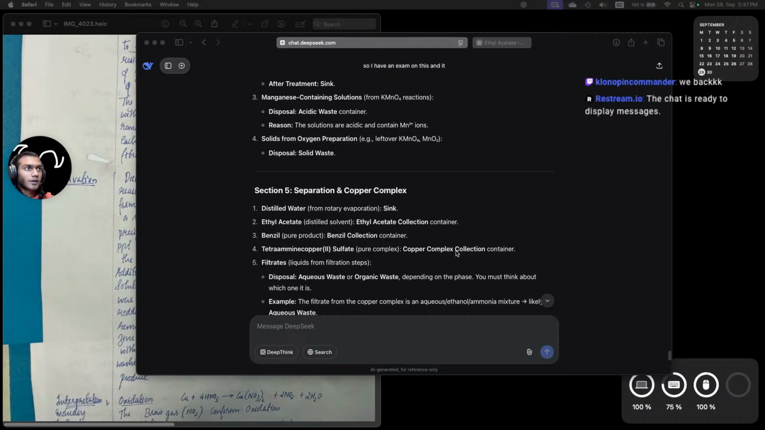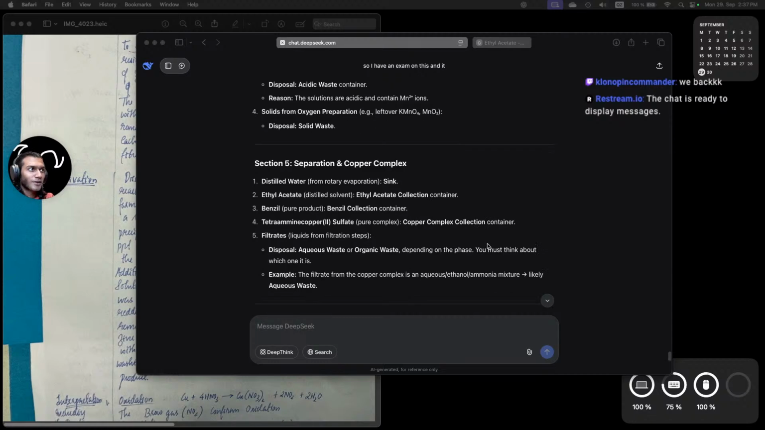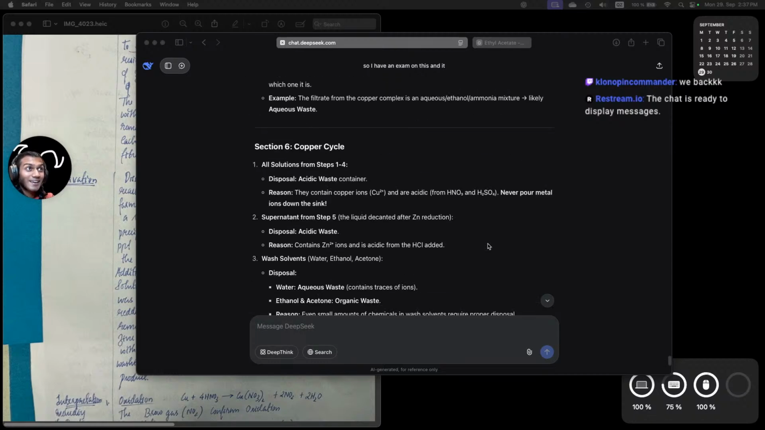Copper complex, okay. Can you see it? Oh, you could see it. We're fast, boy. We're real fast. From the looks of it, I don't know.